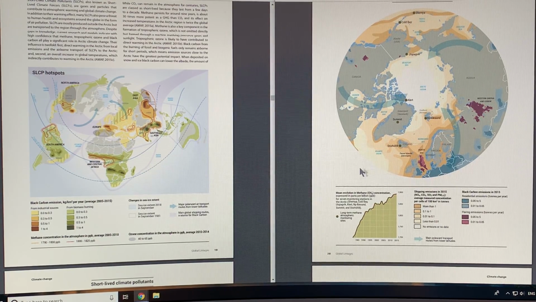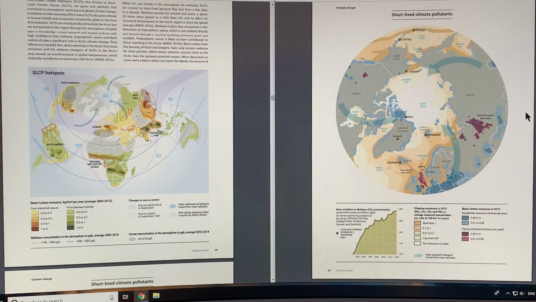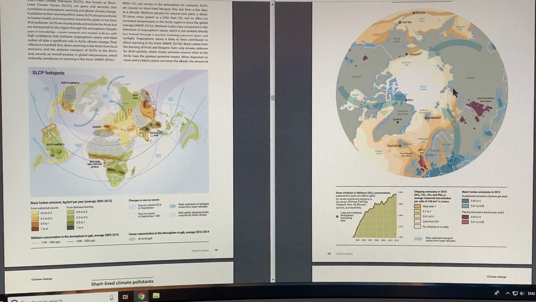Okay, now this plot here shows short-lived climate pollutants, and now we're over the Arctic. What you can see is black carbon emissions from residences. The higher levels, 0.01 to 0.05 tons per year, are in the light gray, and in the darker gray it's 0.05 to 5. So these are residential black carbon emissions.